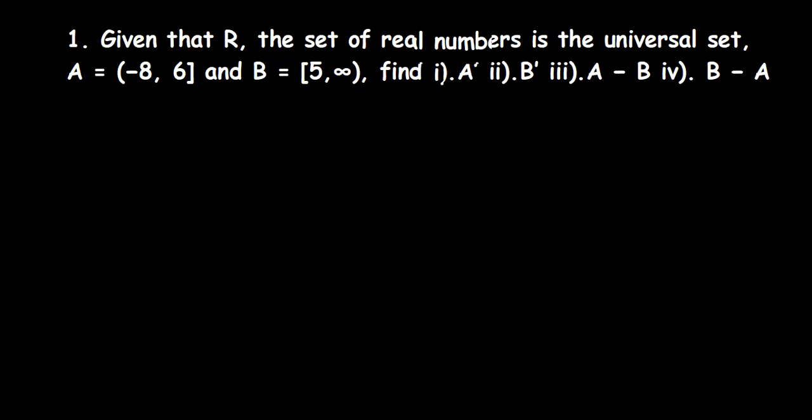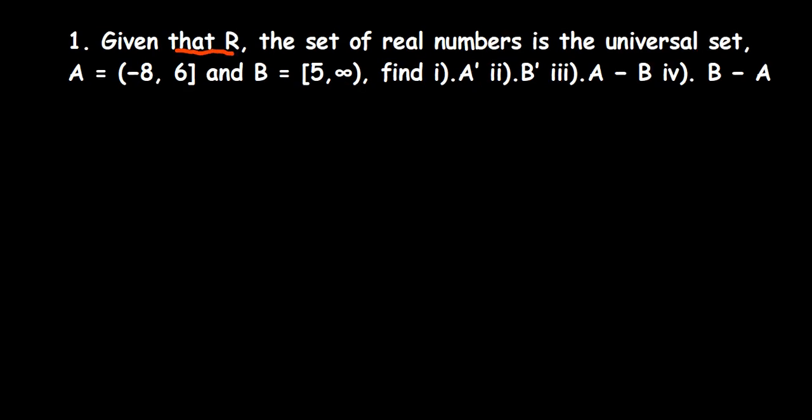Okay, so this is our first question. In our question, they are saying, given that R, which is the set of all real numbers, is the universal set, and A is a set from minus 8 to 6, B is a set from 5 to positive infinity. 1, find A complement. 2, find B complement. 3, find A minus B. 4, find B minus A.